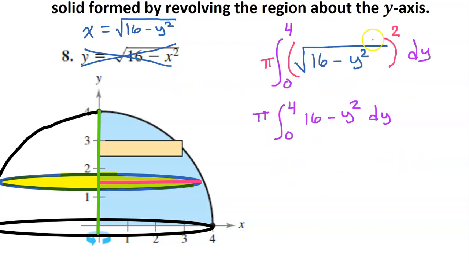As before, the square root and the exponent cancel each other out, and we are just left with 16 minus y squared. Integrating term by term, the antiderivative of 16 is 16y, and then for the next term, we increase the exponent by 1, and then we divide by the new exponent. So we have this. We apply the limits of integration from 0 to 4. So therefore, we need to find the value at 4 minus the value at 0.